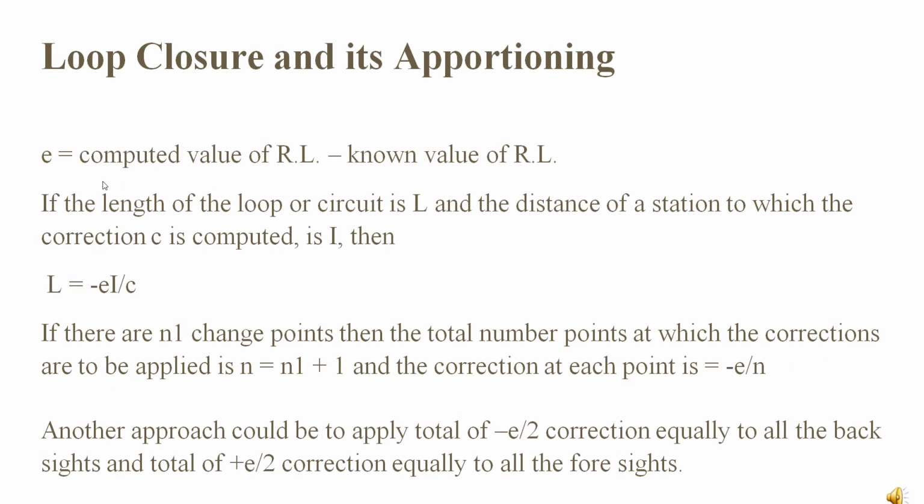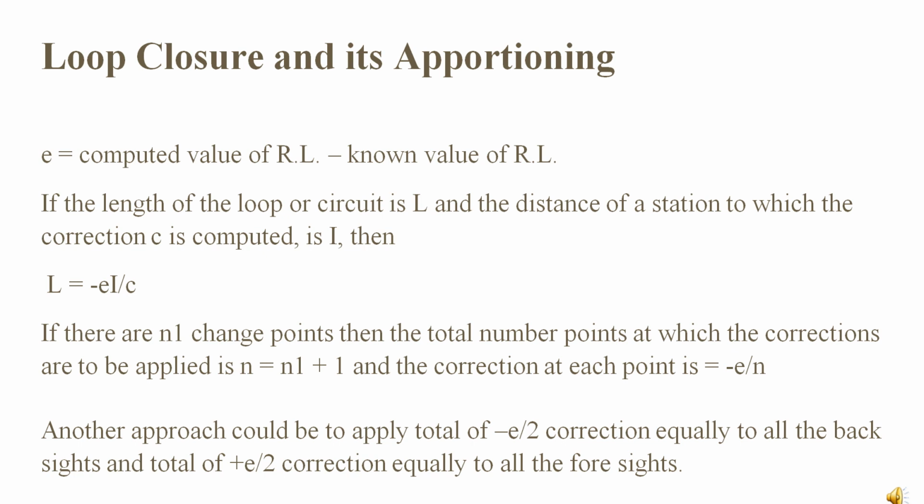A loop closure or misclosure is the amount by which a level circuit fails to close. It is the difference of elevation of the measured or computed elevation and known or established elevation of the same point. Thus, loop closure is given by E equals computed value of reduced level minus known value of reduced level. If the length of loop or circuit is L and the distance of a station to which the correction C is computed is l, then C is equal to minus E l by L.